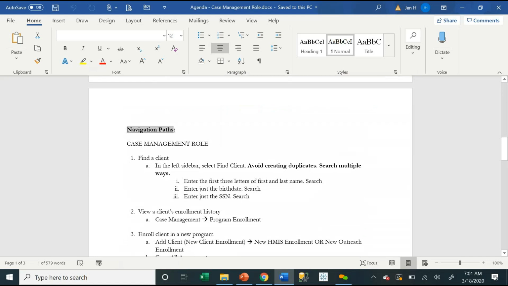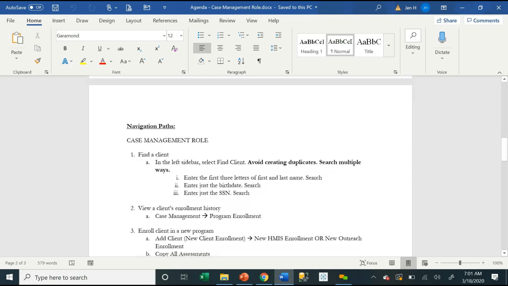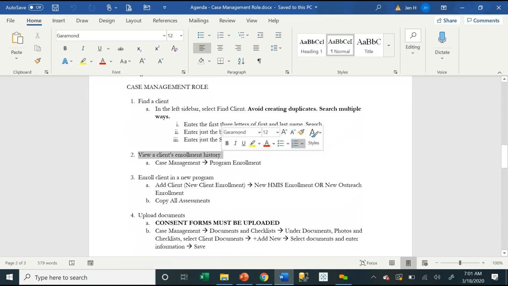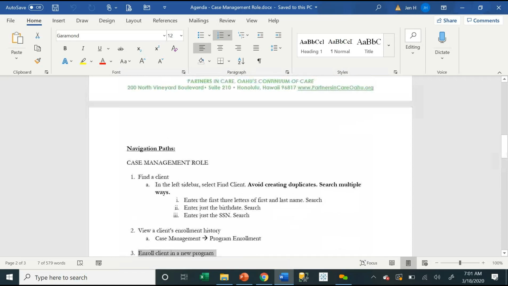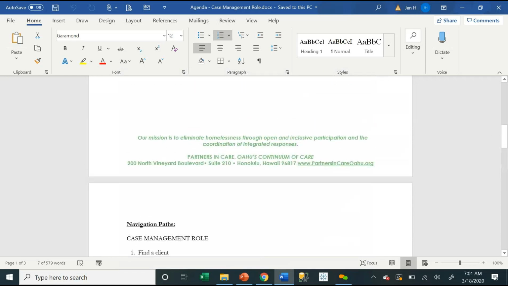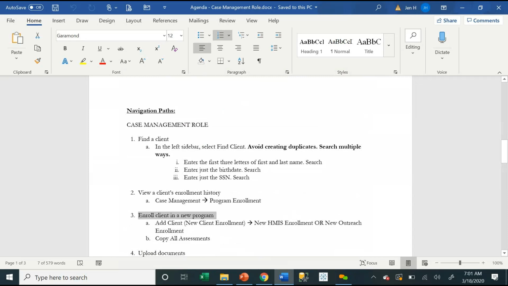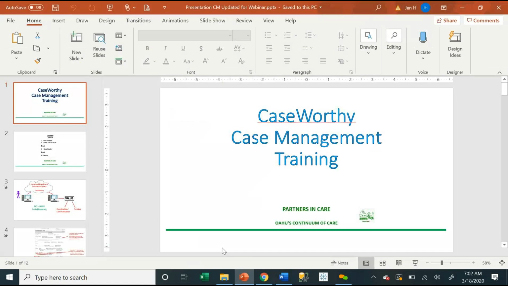And I want to show you that on the second page, there are navigation paths or click paths. This shows you how to get to certain places to accomplish certain tasks like viewing enrollment history, enrolling a client in a program. So throughout the video, I'll be saying this navigation path is on the agenda, and this is what I'm referring to here. I will email this to you so that you have it and can refer to it throughout the training if you like, but you'll definitely want to hold on to this paper. I think some people have it stapled to their wall or something so that they can refer back to it.